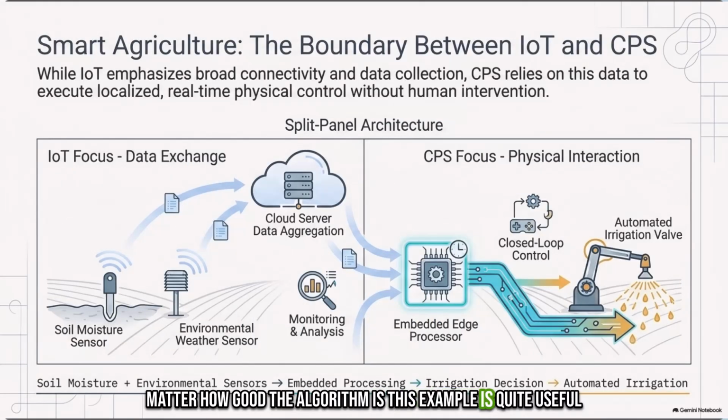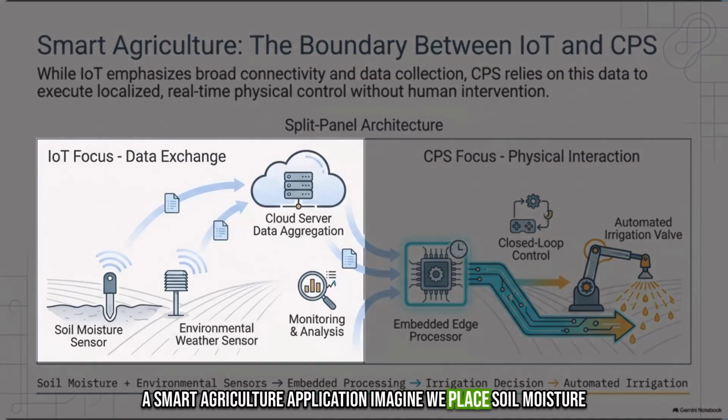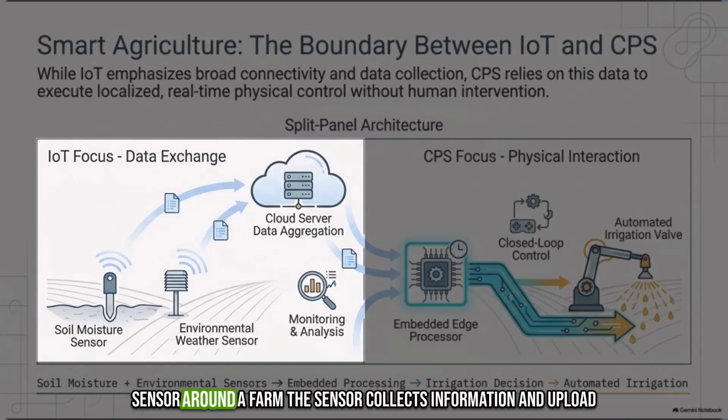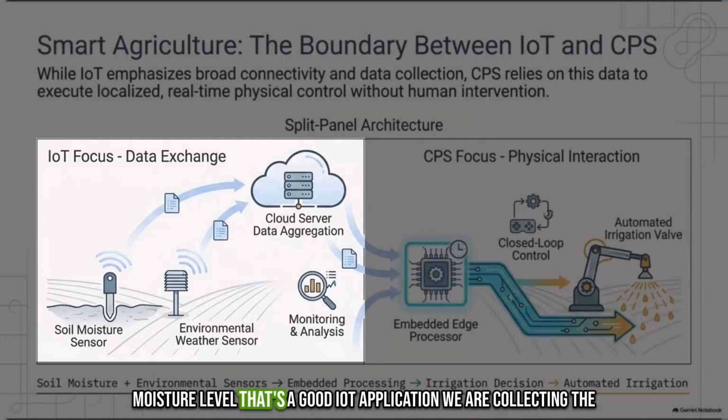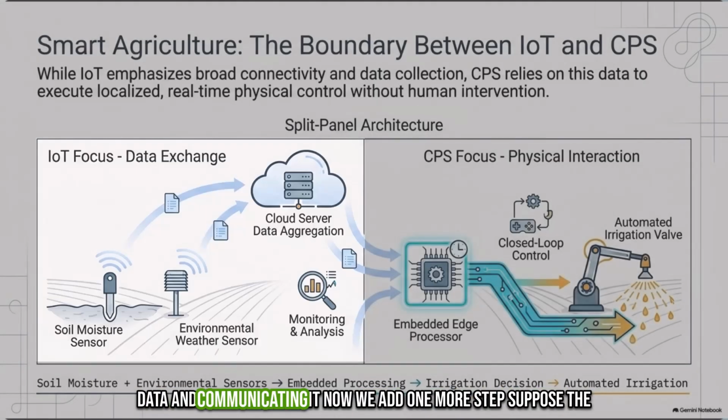This example is quite useful because it shows the difference between IoT and CPS quite clearly. A smart agriculture application. Imagine we place soil moisture sensors around a farm. The sensor collects information and uploads it to the cloud. The farmer can open an app and check the moisture level. That's a good application. We are collecting the data and communicating it.